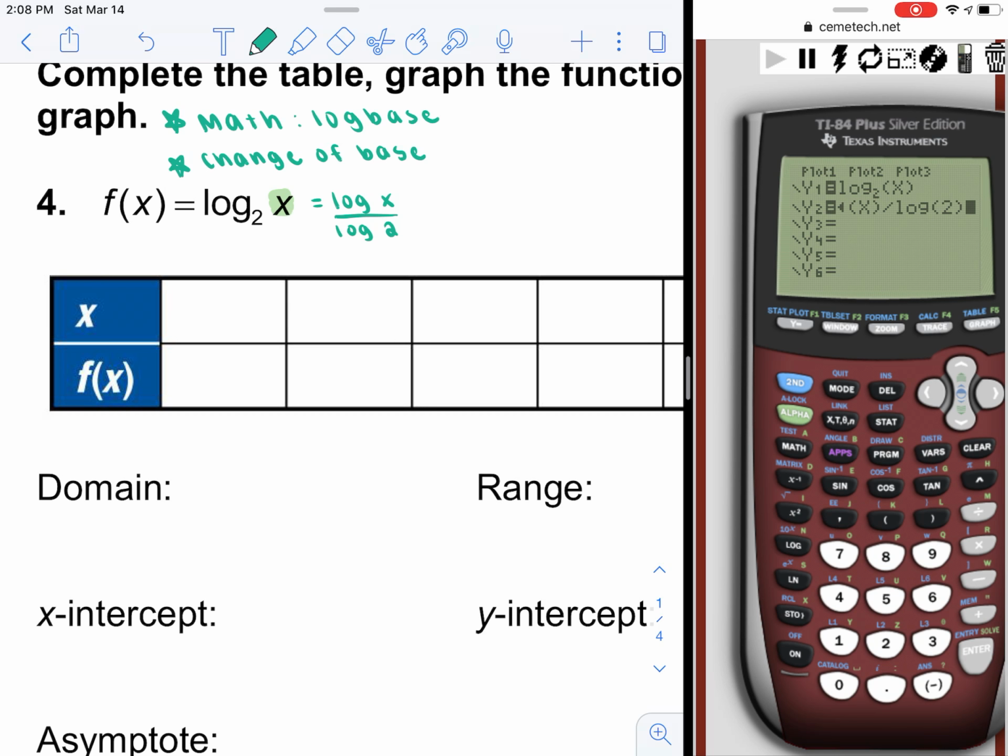So either way you type this in, what I would like for you guys to now do is go to your graph, and let's see what this looks like. Now, if you still have the same window from the last time we did the problem, make sure you go to Zoom and then do a Zoom standard window, Zoom 6, and then you should see the same graph that I'm seeing.